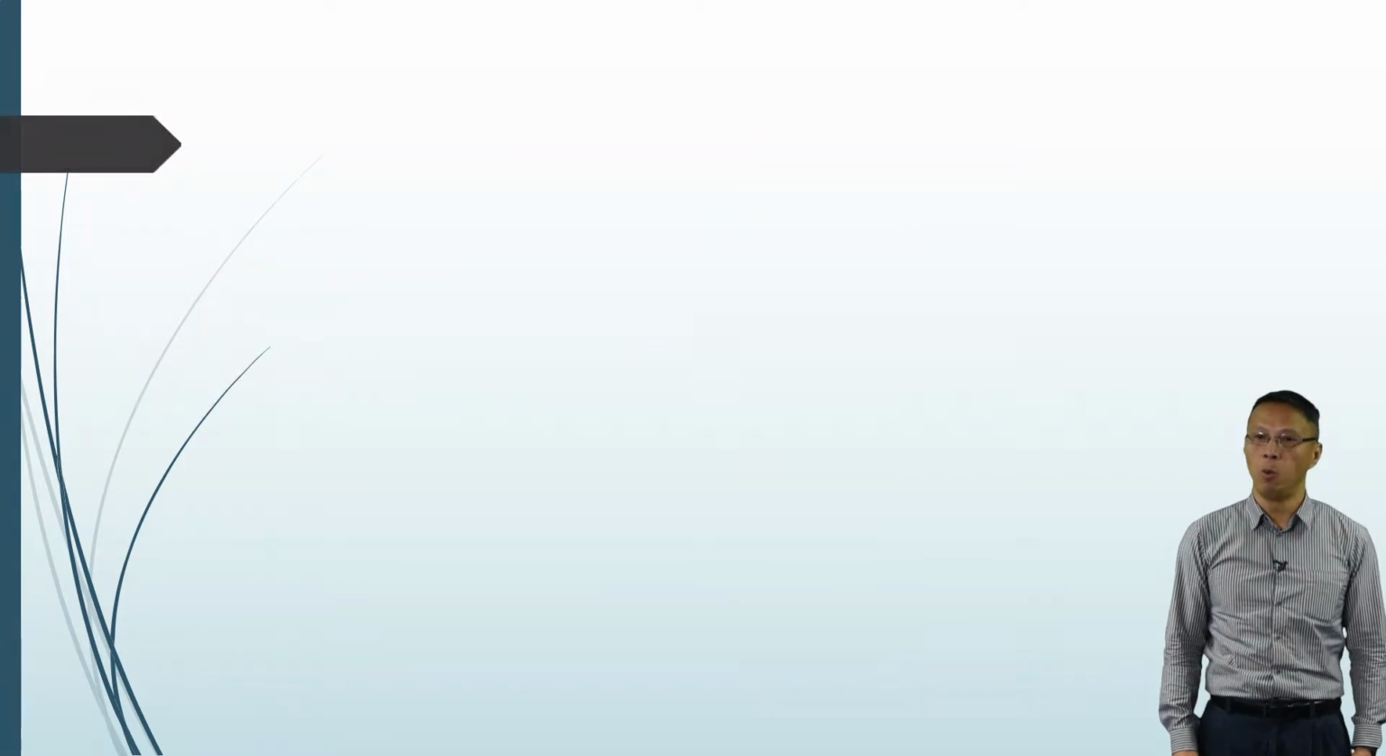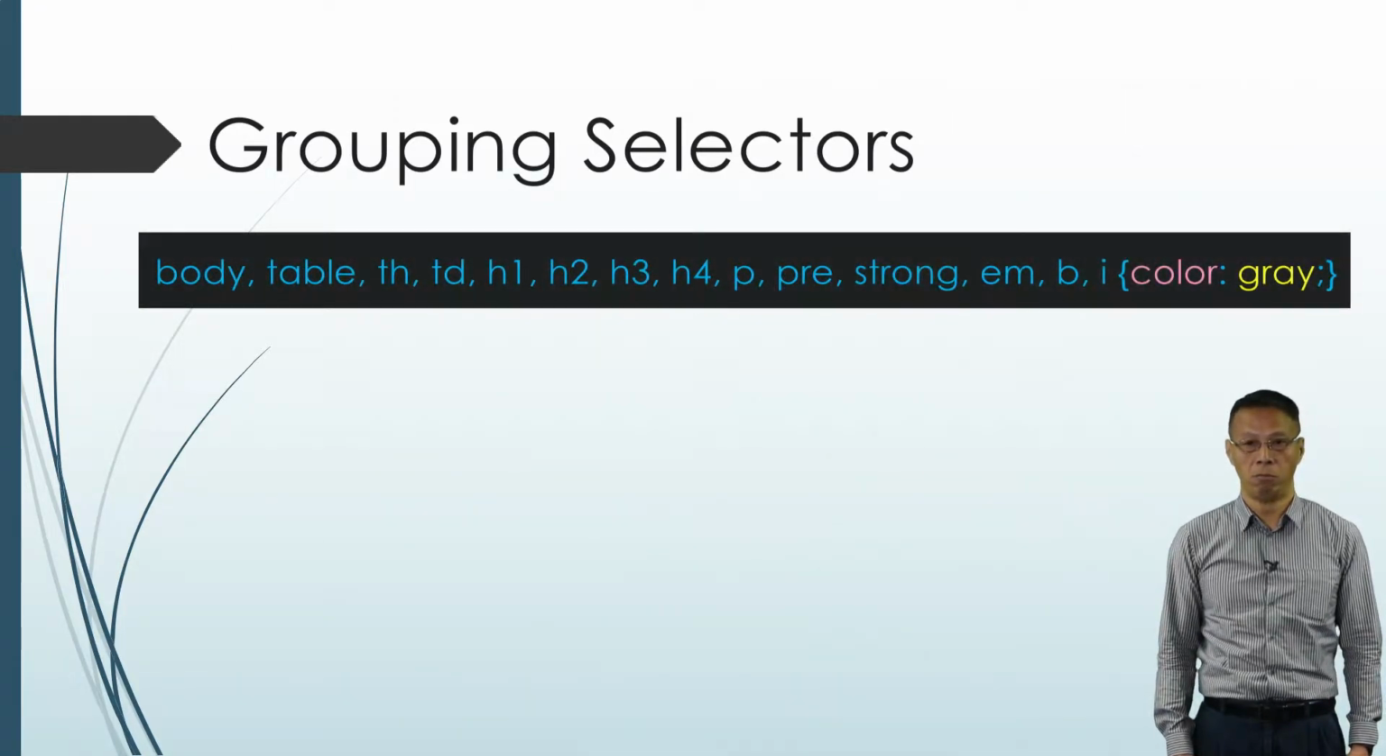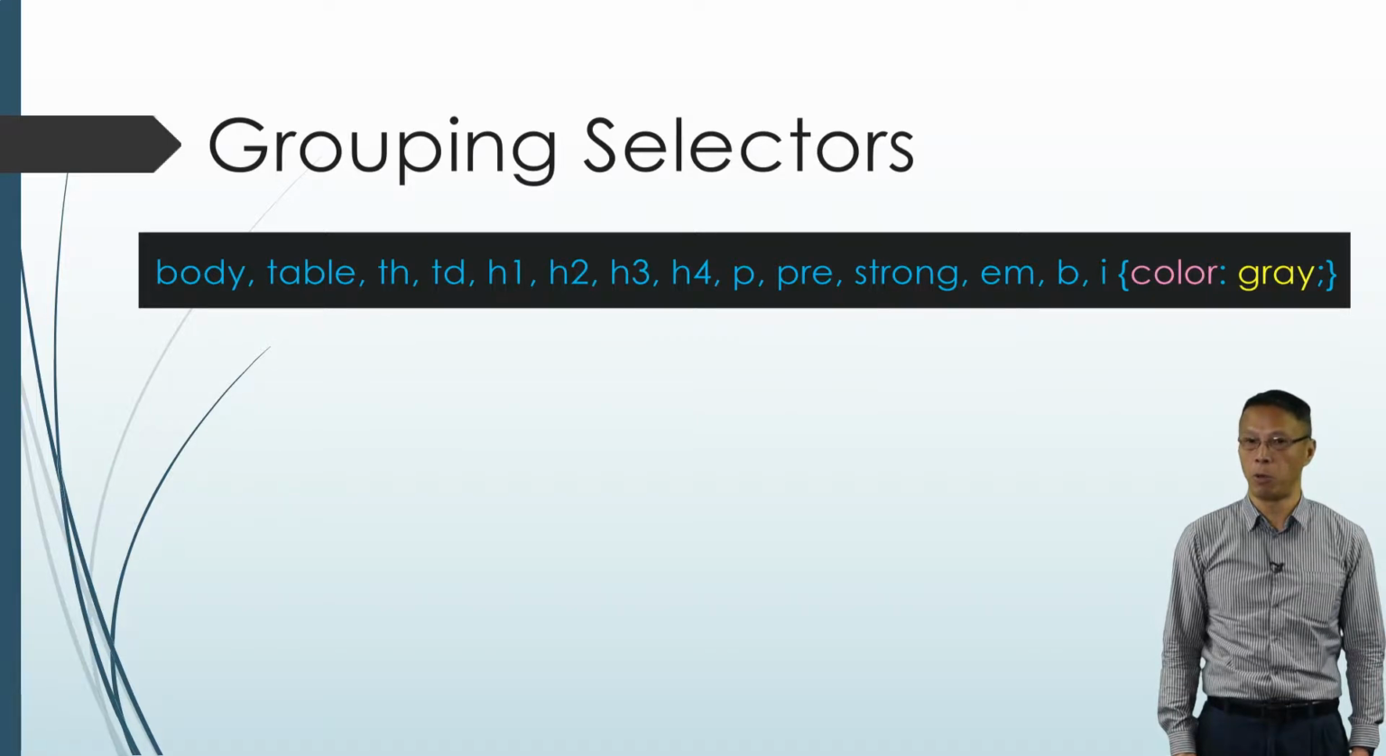Now very often we may have the properties and the values the same for a number of elements. How can we combine them, how can we group them? CSS provides a way for us to group the same specification for different types of elements. Here is one example: body, table, th, td, h1, and the rest. They're all separated by commas, and they share the same declaration block. And the color is specified in gray for these elements.